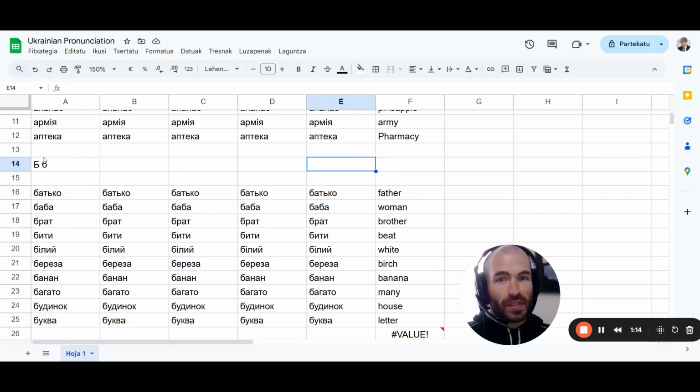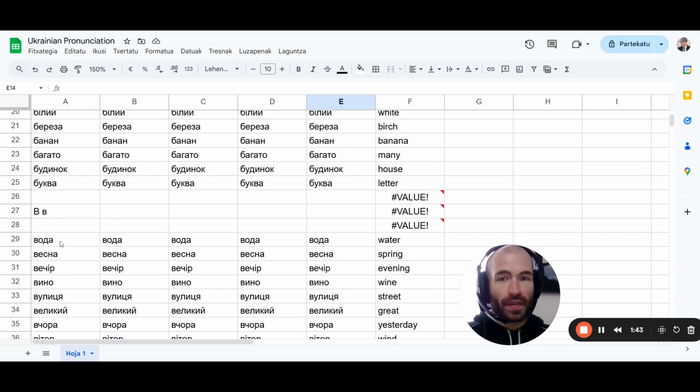When we get to this, this is the be. So batiko, batiko, baba, baba, brat, brat. Yeah, a lot of repetition. There's nothing revolutionary about this. It's just good old repetition with the same basic words and the same sound over and over again.